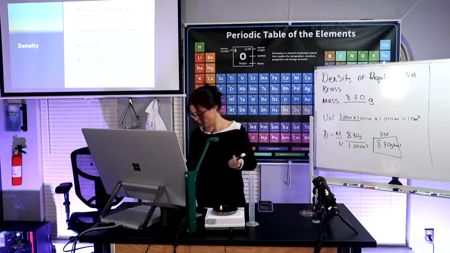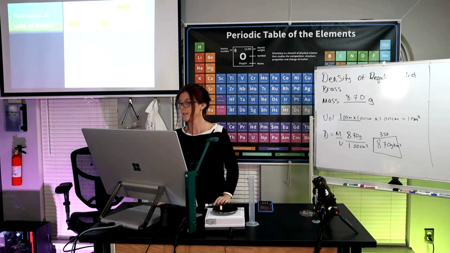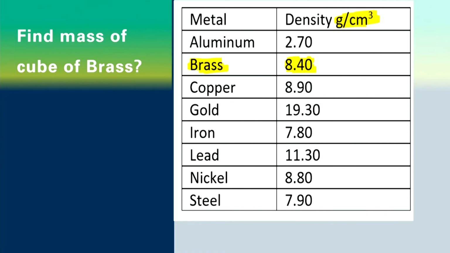Now, what is the actual density of brass? Do we know what the density of brass is? Here on my screen, I have the density of brass. The density of brass is 8.40 grams per centimeter cubed. We calculated it out to be 8.70. So there may be other metals that are involved. To me, it's close enough, but it's not pure brass, because pure brass has a density of 8.40 grams per centimeter cubed.